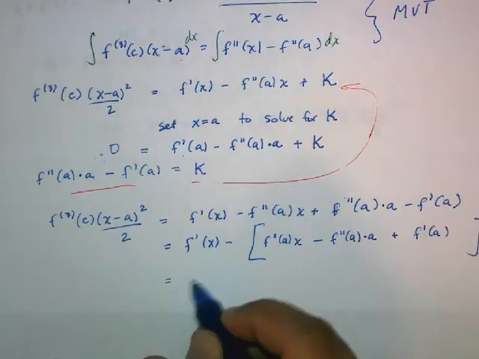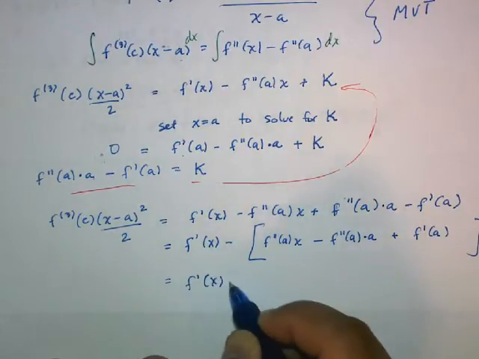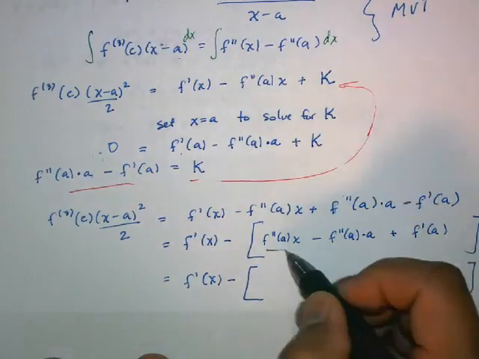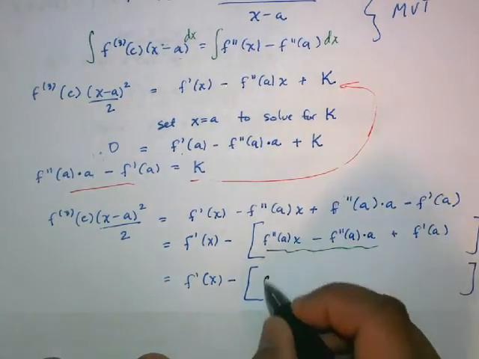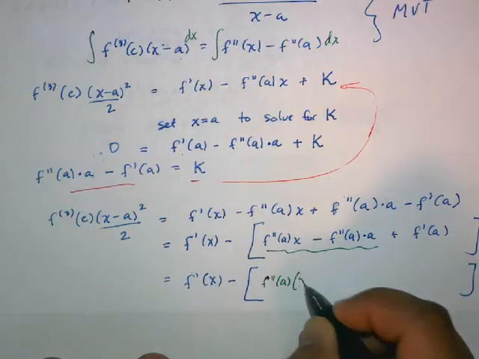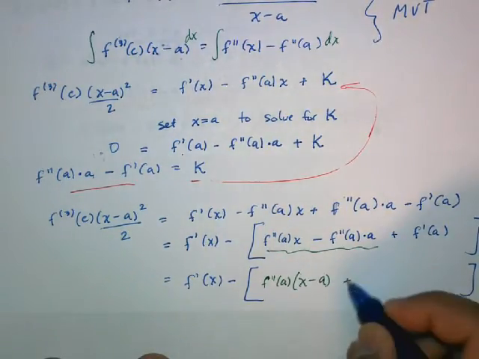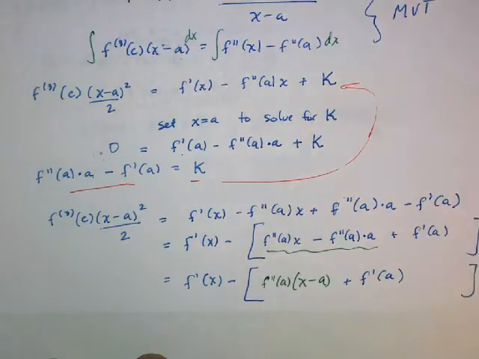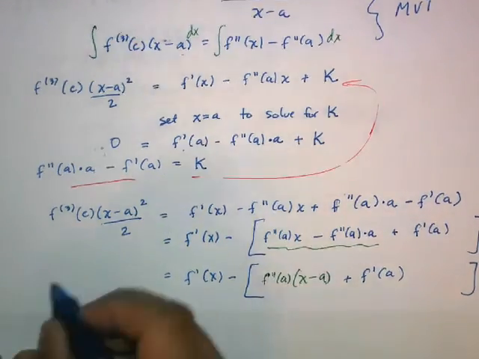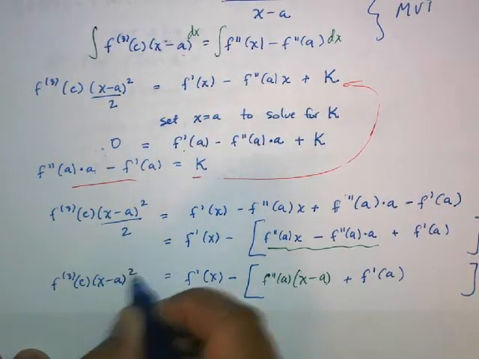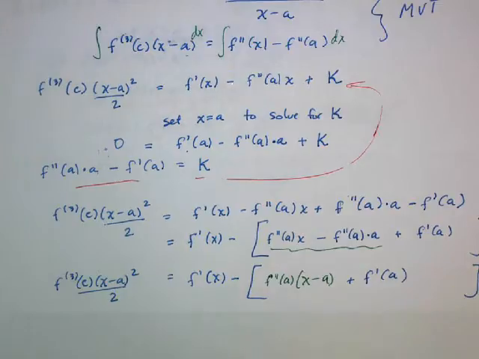And then I can go a step further and we get f prime of x minus, and again, not surprisingly, just like before, we could factor this as well. We could factor f double prime of a out of there, and I get x minus a plus f prime of a. Okay. And all of this is equal to the third derivative at some point c of x minus a squared all over 2. Now you can kind of see where I'm going with this.